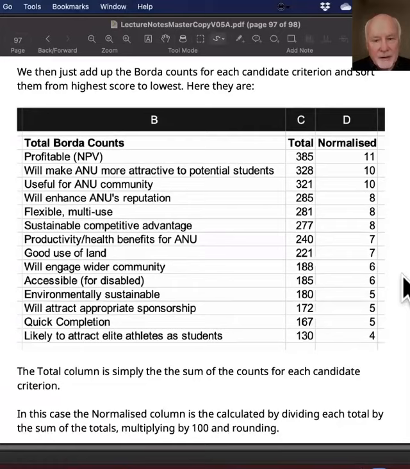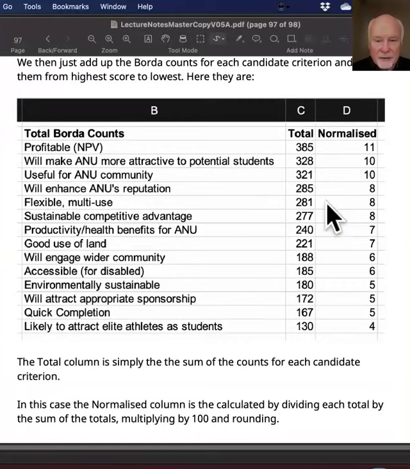If you have enough people doing the ranking and enough things to rank, and everybody's conscientious and nobody sets up political factions and tries to game it, you've got a pretty good chance of getting interval level measurement out of that. I actually tested it with these, and these are quite good interval level measures. That means we can't say that flexible multi-use at 8 is twice as preferred as likely to attract elite students at 4, but we can say that the difference between engage wider community at 6 and flexible multi-use at 8 is the same as the difference between flexible multi-use and useful for ANU community at 10.